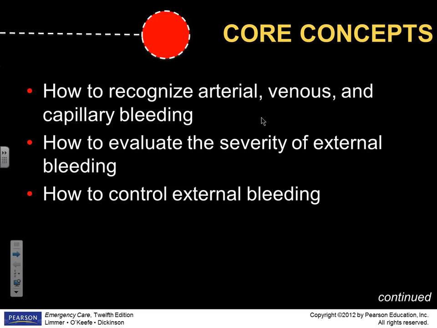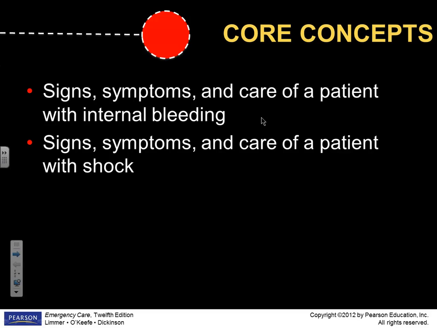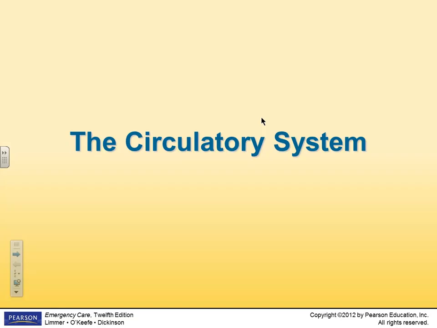We're going to look at how to recognize the various types of bleeding. You're going to understand that a capillary bleed isn't nearly as severe as an arterial bleed. We're going to look at how to evaluate how bad it is, and then how to control the external bleeds. After that, we're going to try to identify the signs and symptoms that tell you that your patient is having a bad reaction from losing all of that blood, which would be shock. So we're going to look at the signs and symptoms of shock.